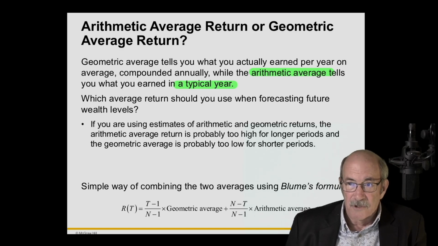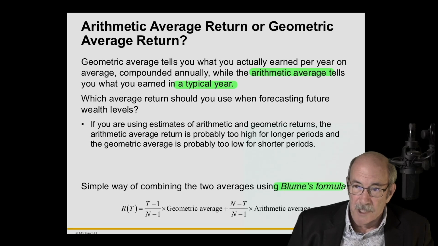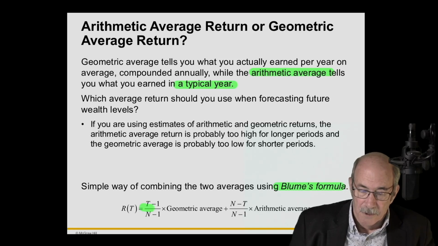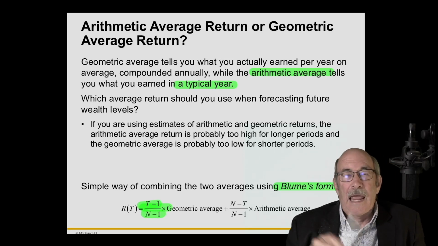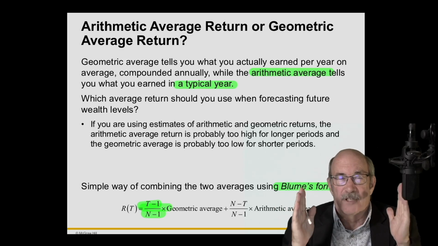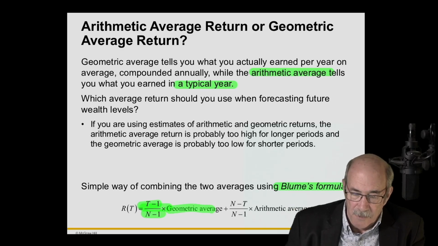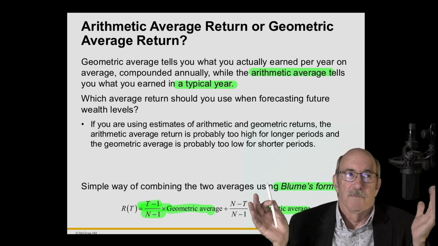And there's actually a formula to allow us to deal with that called Blume's formula down here. And they give some examples in the book. I'm not going to spend time in lecture looking at those examples. You can take a look at them. But here is the formula right here. So we're going to take t minus 1 over n minus 1. Now, well, first let's start with n. N is the entire span of time in our population of returns where we've calculated a geometric average and an arithmetic average. So n might be 50 years.